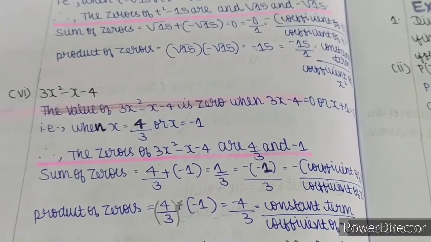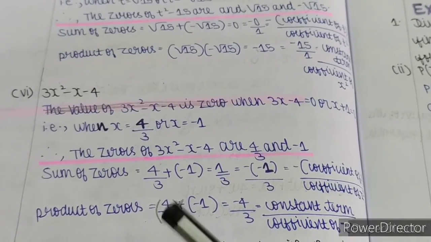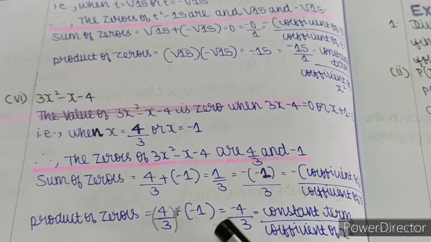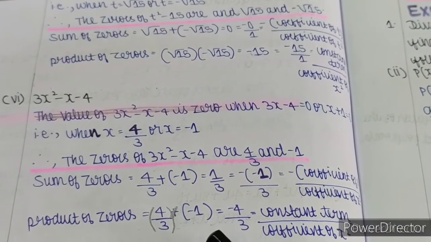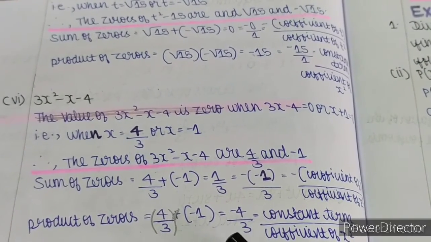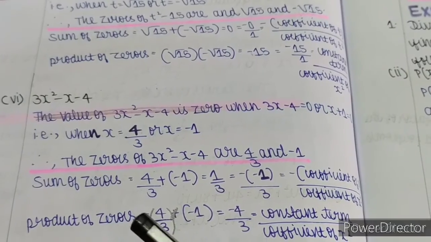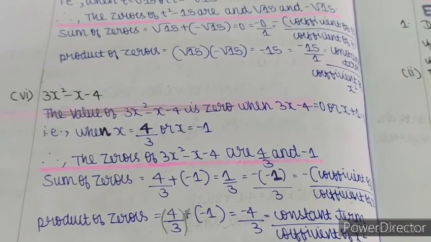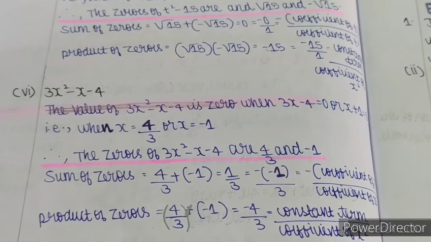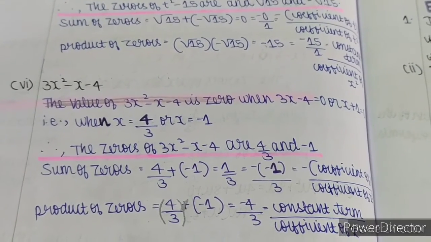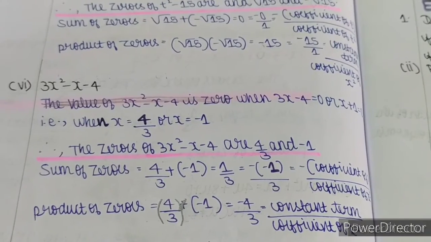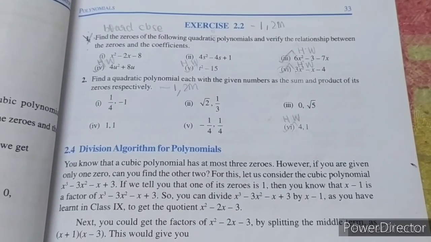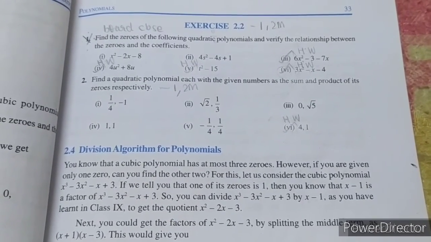For the product of zeros, that is alpha into beta, 4 by 3 into minus 1 is equal to minus 4 by 3. We need to verify whether it is equal to c by a. In this case, c by a is minus 4 by 3. So we have verified the relationship between the zeros and its coefficients. I hope all the 6 subdivisions of the first question are clear to you. We will solve the second question of exercise 2.2 in my next video.